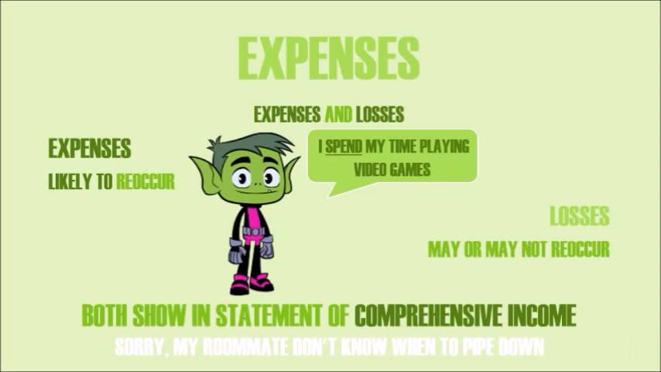For example, you can have insurance, advertising, rent, wages and salaries, depreciation and supplies expense. Losses, however, may or may not occur. For example, you can have an uninsured fire loss, which means sales would be less than the book value. All expenses and losses show in the statement of comprehensive income.